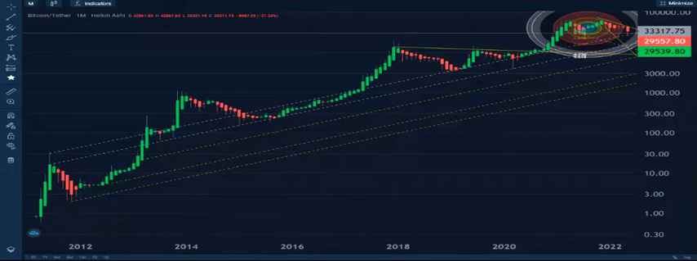Today we're going to talk about the 12-year chart of Bitcoin and look at it from a macro view. And we're going to break it down in a simple and concise way that we can understand when the best times to buy and sell Bitcoin are.